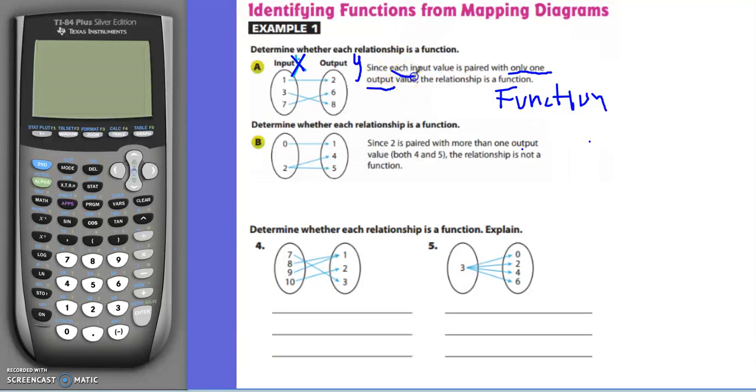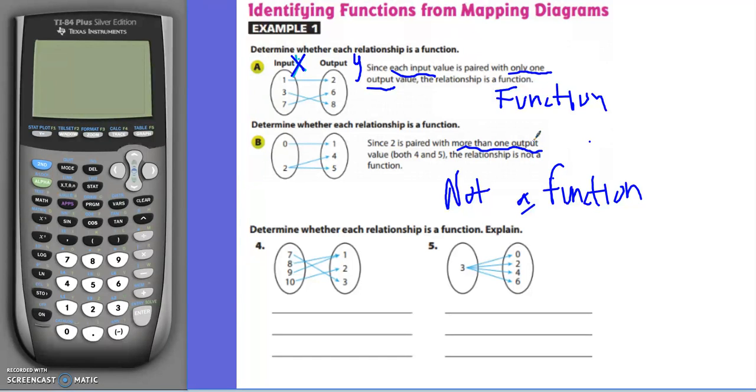Okay? Now, in this case, we have 0 is paired with 1, and 2 is paired with 4 and 5. This is not a function. If you see here, the input has two different outputs, which makes it not a function. It has more than one output value.